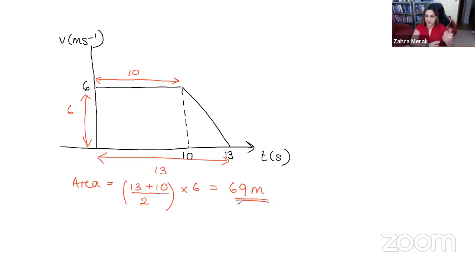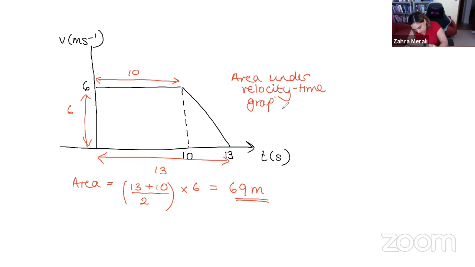Now, of course, you could have done it by doing a triangle and a rectangle, but the area under the velocity time graph is the distance traveled. So the area under the velocity time graph is your distance traveled.